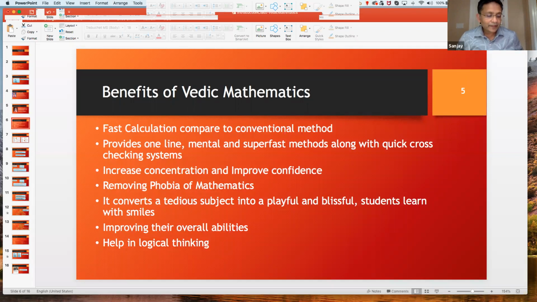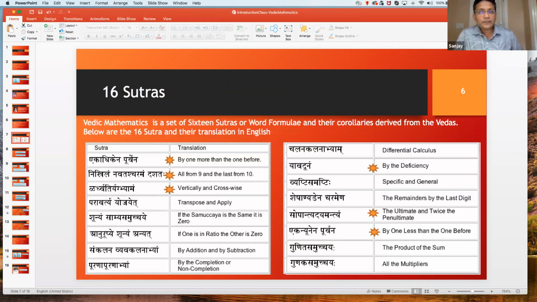So I think these are the high level benefits that come out of learning a subject like Vedic mathematics. What are sutras? The whole book of Vedic mathematics talks about 16 sutras, and there are around 16 more sub-sutras as well. Here are the Sanskrit versions of it and what that translates to. The ones that I have marked here with stars are the ones that I focus on in this beginner class.